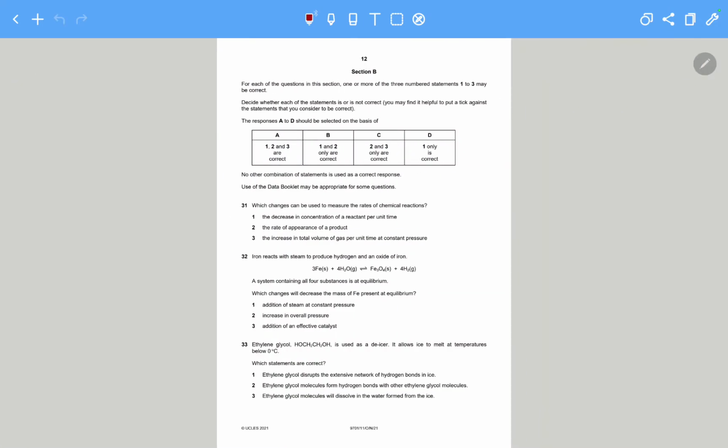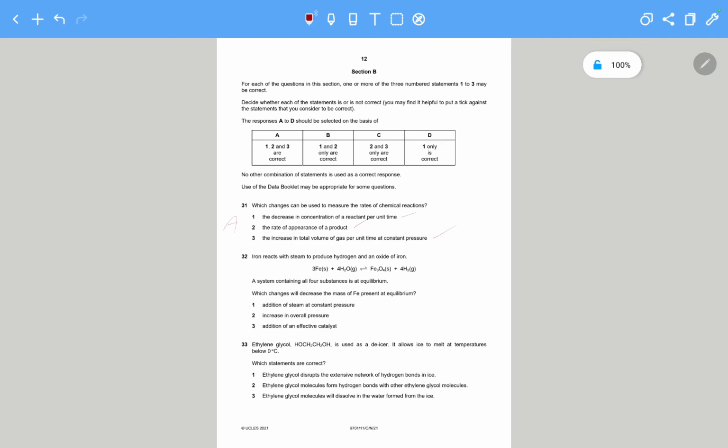Question 31. Which changes can be used to measure the rates of chemical reactions? The decrease in concentration of reactant per unit time. Yes, that can be used, because the rate will be negative as it's a decrease in reactant, but still it's a rate of reaction. The rate of appearance of product, likewise, this will be positive. The increase in total volume of gas per unit time at constant pressure for gas involving reactions. Yes, definitely. So the answer is A.